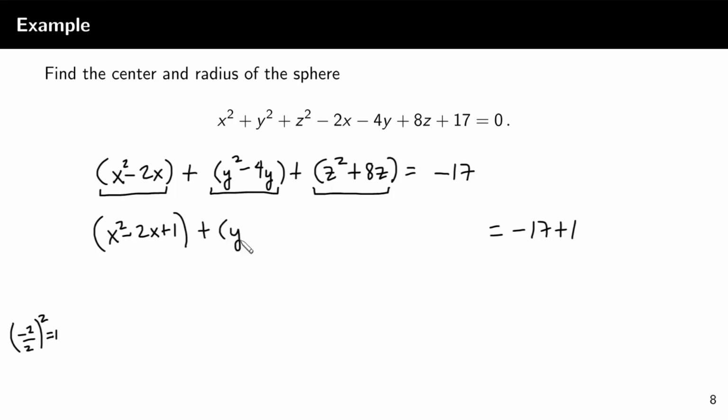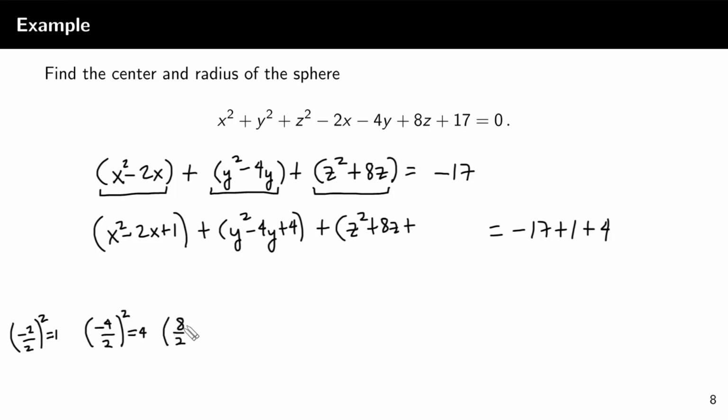Let's do that with the second group of terms. The coefficient of y is negative 4. Divide by 2, that's negative 2, and then squaring gives 4. So plus 4, and the same thing, we add it to the right. And then for z, we have z squared plus 8z. The coefficient of z is 8. Divide by 2 is 4. Square that, you get 16. So 16 is what we add, so plus 16.